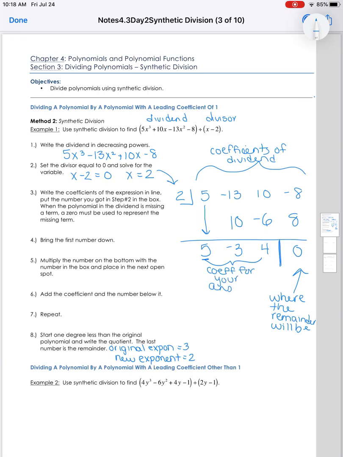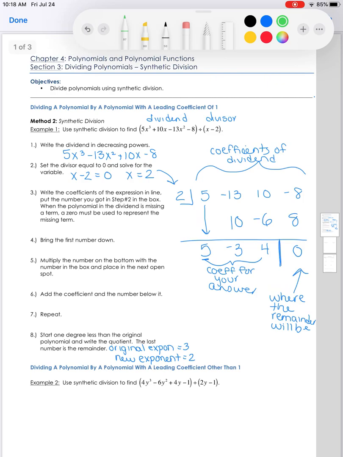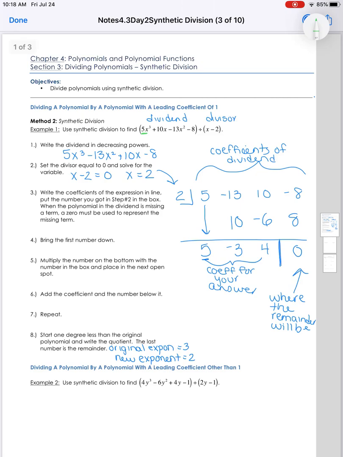So it says start 1 degree less than the original polynomial. So the original exponent value that we had for the highest one was 3. So our new exponent is now going to be 2. Because here are our coefficients now. These are the coefficients for your answer. So if we have a 5, a negative 3, and a 4, well, instead of being 5x to the third, because that's what the original one started with, it's going to be 5x squared minus 3x plus 4. And there's your final answer.